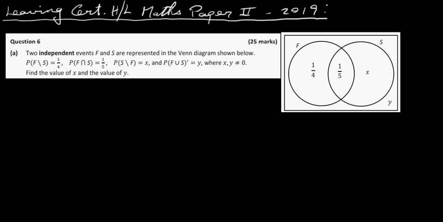Okay, so let's have a look at the Leaving Certificate Higher Level Maths Paper 2 for 2019, question 6. This is a probability question, so we have two independent events, F and S. They're represented by this Venn diagram here, and we're given certain information here, but all the information is in the Venn diagram.